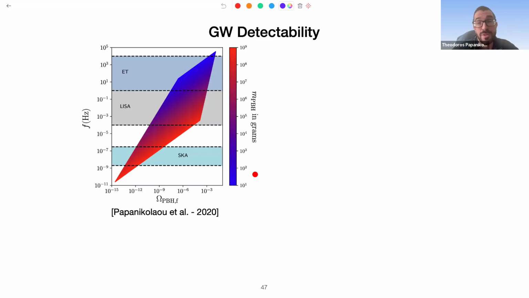Before showing the signal, however, I need to comment on the frequencies probed by this portal, which depend on the mass of the black hole shown in the color bar and their initial abundance. As you can see, it can span a wide range of frequencies, which can be probed by Einstein Telescope, LISA, and the Square Kilometre Array.